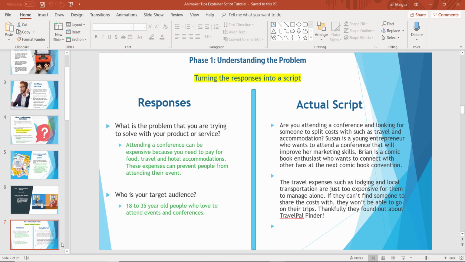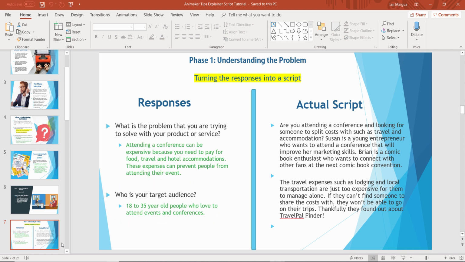I mentioned that Susan is a young entrepreneur, and I mentioned that Brian is a comic book enthusiast who wants to connect with other fans at the next comic book conventions. Both of these characteristics are similar to what a target audience of 18 to 35-year-old people would tend to do. That's how the first paragraph connects to who is your target audience.